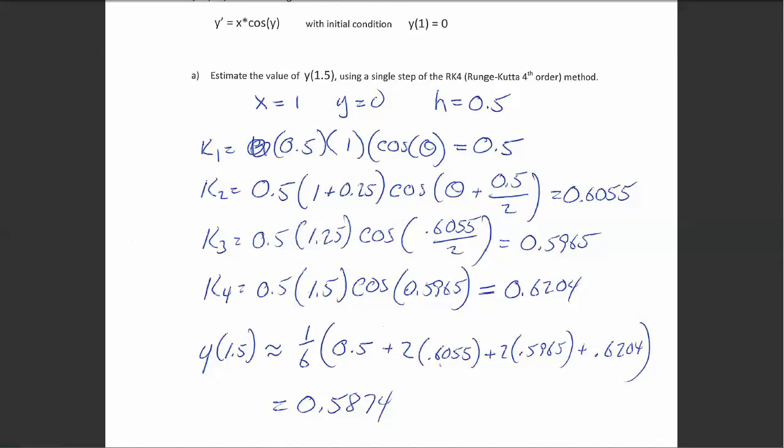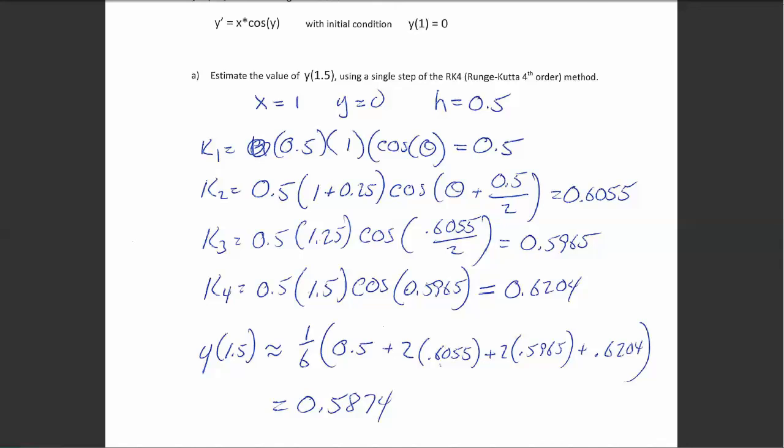The k3 equation is the same as the k2 equation, except it uses k2. So 0.5, the 1.25 is here. The cosine of 0.6055 divided by 2 gives us 0.5965. Now finally for the k4, it's different because we're going to use x plus all of h. 1 plus all of 0.5 gives us 1.5. We're going to use all of k3 rather than dividing k3 by 2.